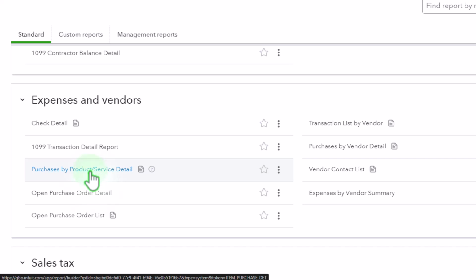So now we can break out the purchases by the products and services, remembering that's normally dealing with inventory, because the products that we're going to put in play are inventory items. If you're not buying inventory, then this report might not be as useful. Open purchase order detail. A purchase order is a request for inventory.